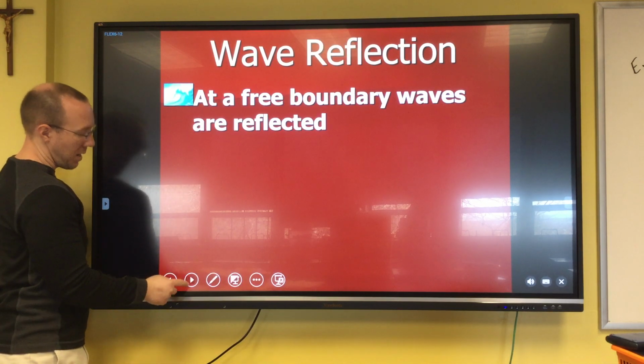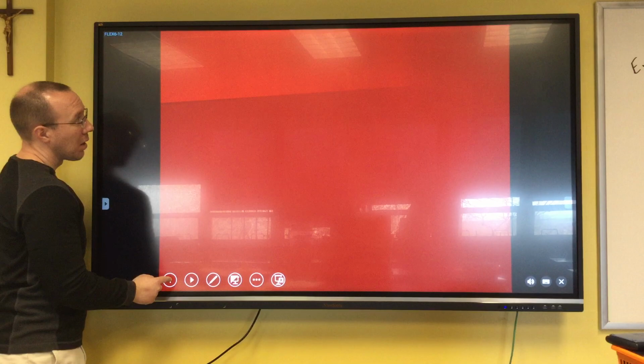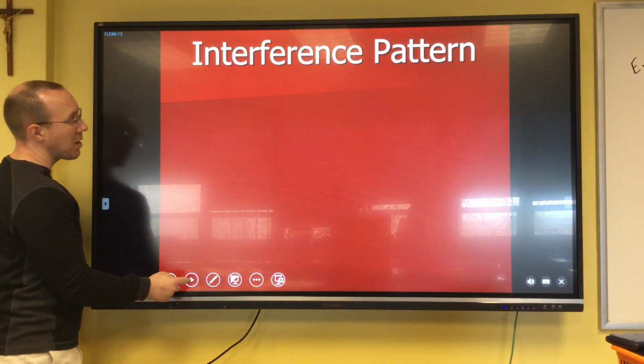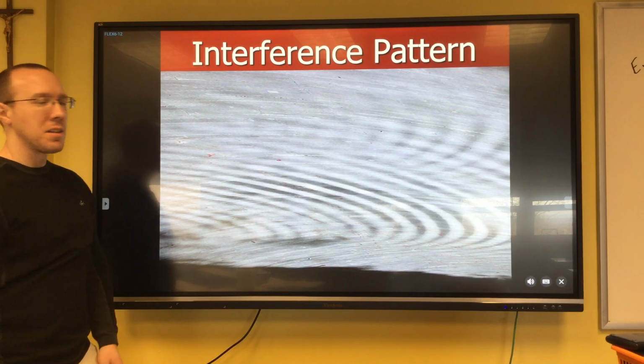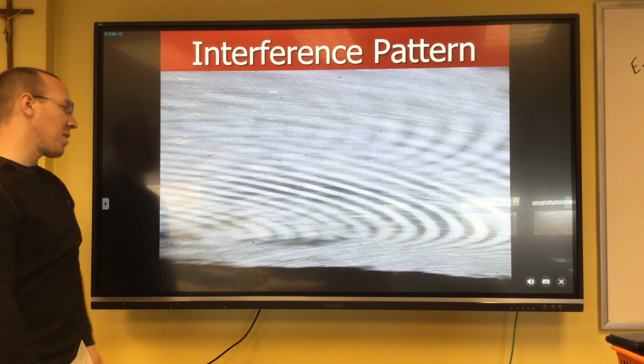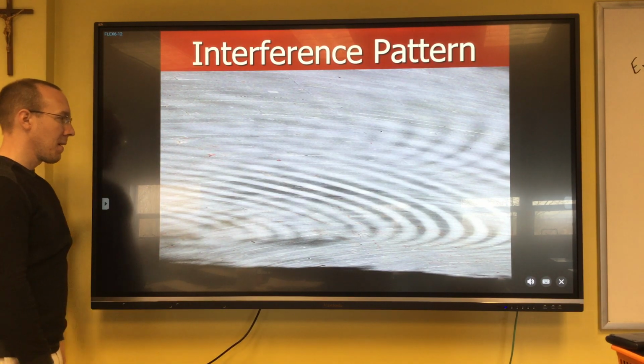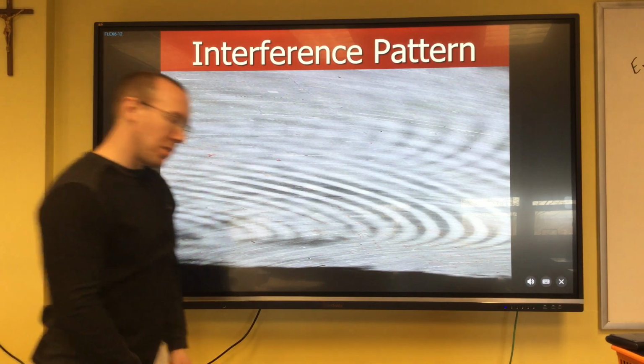Not worried about this right now. Let's go back here. But an interference pattern is simply the pattern formed by two waves that are striking each other. Right? That's all an interference pattern is. All right. Next I'm going to do the drawings.